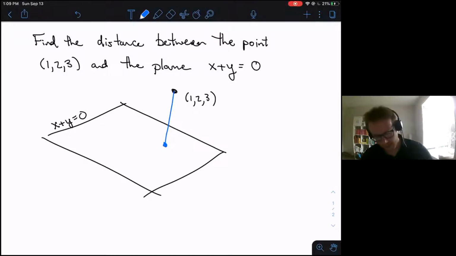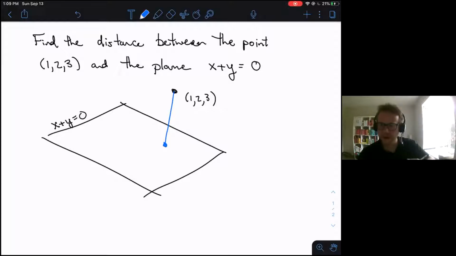But of course, if you take any old point, this distance may be longer, and this distance may be longer still. That's why it's a little bit vague, and you just have to understand exactly what it's asking. So we're trying to find this length right here, the shortest distance between the point and the plane, which is going to be in this direction that goes straight to the plane.